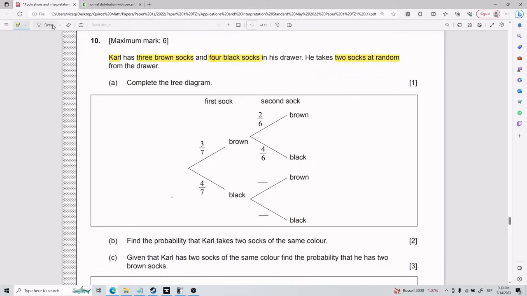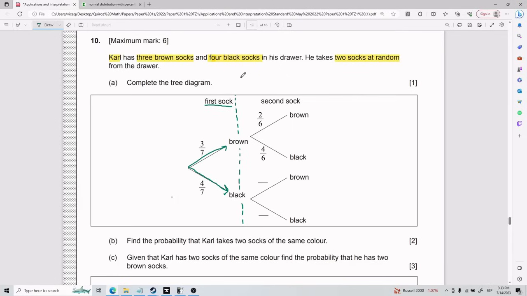So let's go in order. For example, up here, I'm also going to explain the tree diagram a little bit, what goes on behind it. Up on this first set, focus on what I'm drawing now in green. Just focus on this, forget the rest. So this is the first sock he takes, as it says up here. The first sock he takes, he can either pick brown or black.